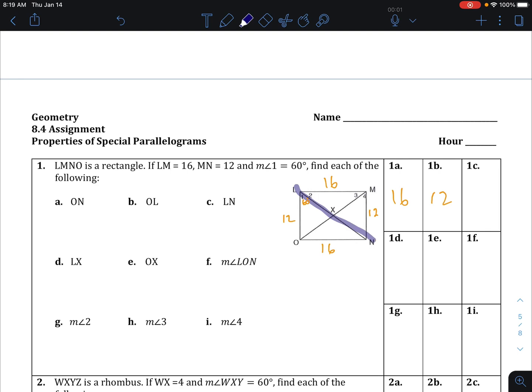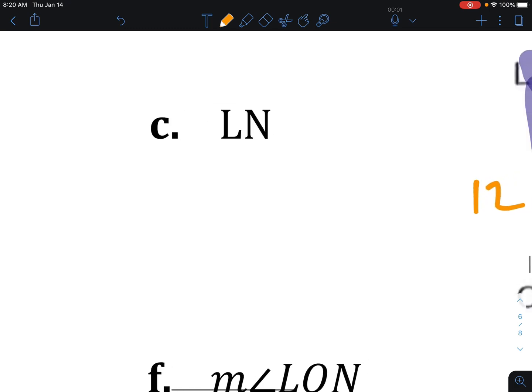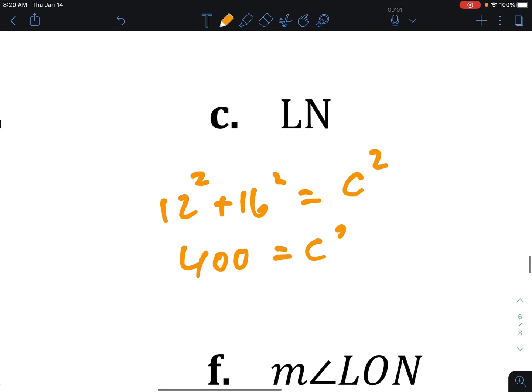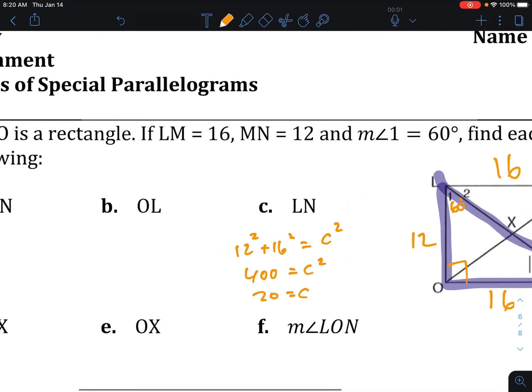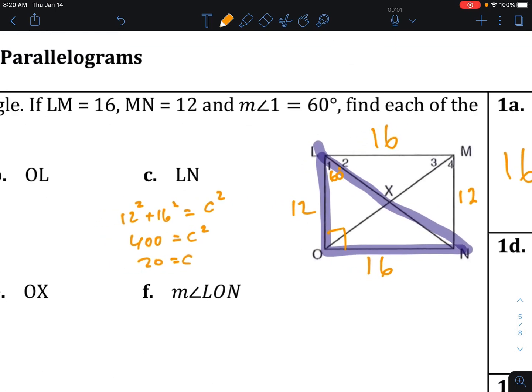LN is a diagonal. Well, what do we have here is we have a right triangle, right? Because we said all angles are 90 degrees. So we have a right triangle, and we got 2 sides of a right triangle trying to find the hypotenuse. So we would do a squared plus b squared equals c squared. And then this is the one where we got to take the square root. So we have 400 equals c squared. Take the square root of 400, and we get 20. So LN is 20.